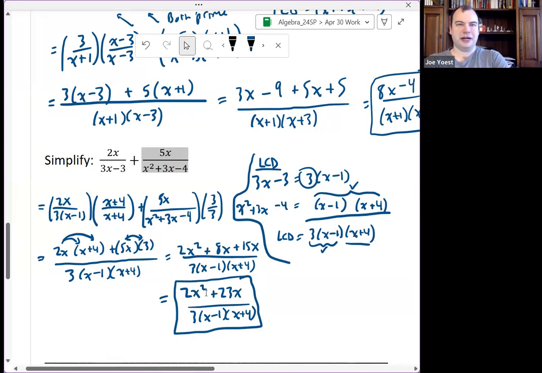We could, I suppose, factor an x out of here and make it x times 2x plus 23 over 3 times x minus 1 times x plus 4. But we note that none of those factors divide out. So this is the simplest form.